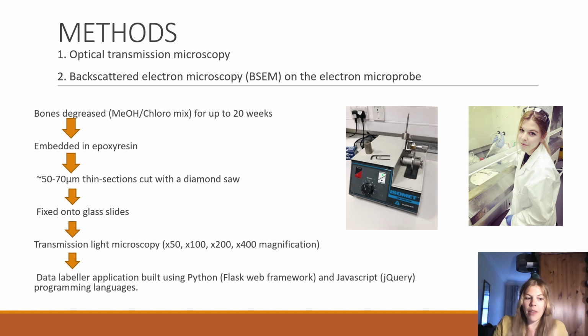After this, two methods were used: optical transmission microscopy and backscattered electron microscopy, or BSEM, on the electron microprobe. First, the unburnt bones were degreased in a mixture of methanol and chloroform for up to 20 weeks, and then the unburnt and the burnt bones were embedded into epoxy resin. A Buehler saw with a diamond blade was used to cut 50 to 70 micron thin sections out of the samples, and these were fixed onto glass slides. Pictures were taken under the transmission light microscope at varying magnifications, and then a data labeling application was built using Python and JavaScript programming languages.